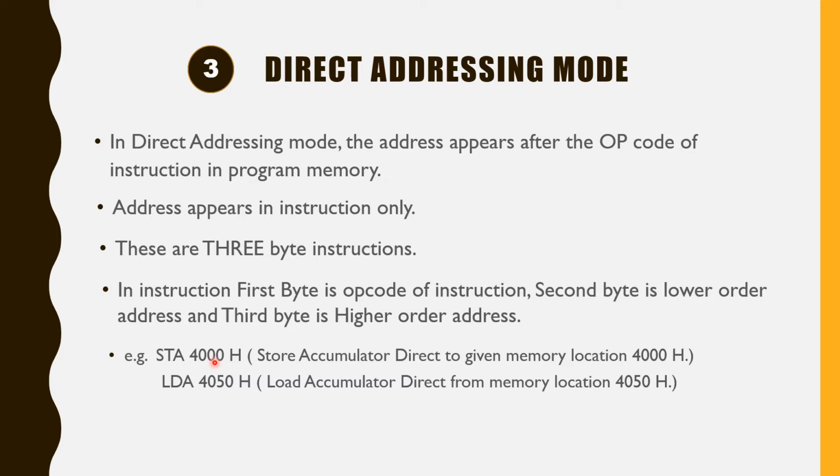And direct addressing mode is always of 3 bytes. So here the first byte is STA and the second byte is 40 and 00. That means here in the instruction, the first byte is the opcode and the second byte is the lower order address. So here this is the first byte. This 00 will come to the second byte and this will be the third byte. So first byte, second byte and third byte. So these instructions are always of 3 bytes and the address appears in the instruction only.